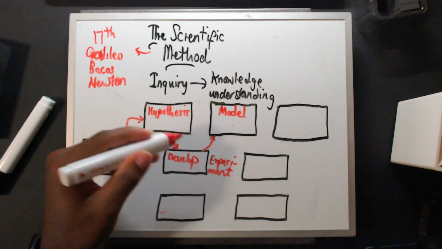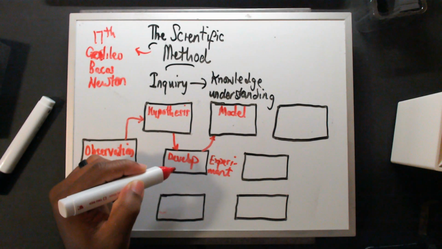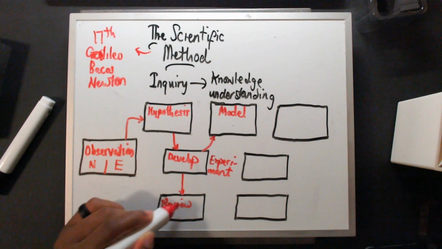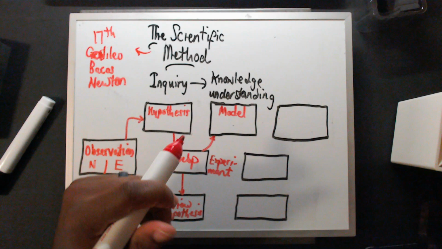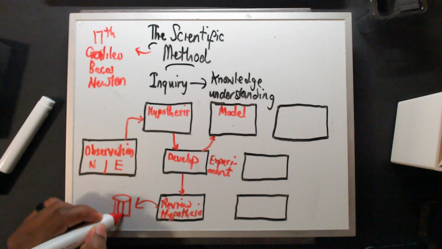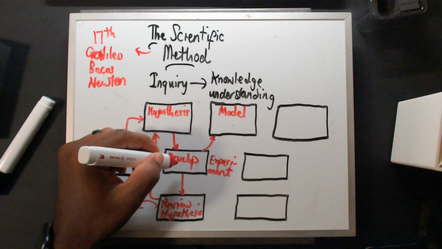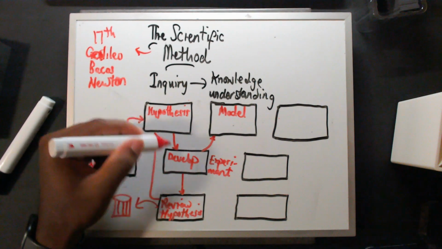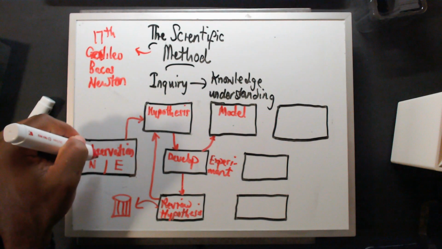Now, if it doesn't make it to the model stage, if the experiment doesn't agree, we have to undergo a review of the hypothesis, and this review can go two ways: either debunk it, put it in the trash can, or on the other side, make some modifications to the hypothesis, and then do the development of experiment again to see whether the new hypothesis matches the experiment, or whether the experiment really proves the hypothesis about the observation.